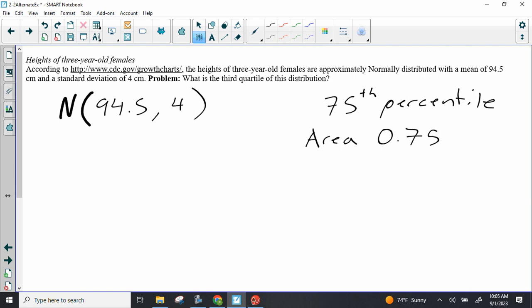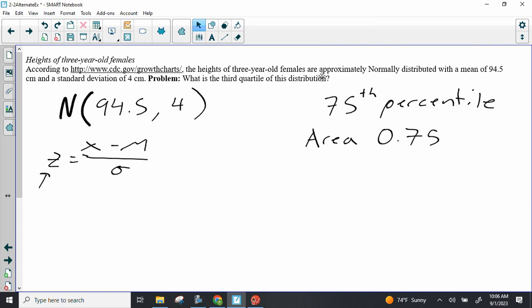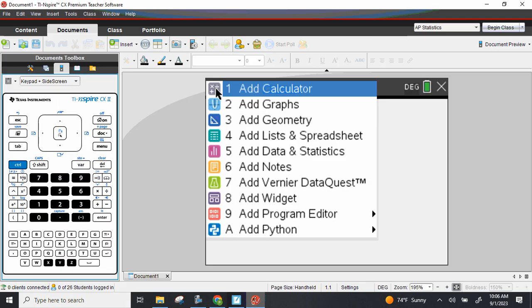If I was going to do this algebraically, I would set up my z equals x minus my mean divided by my standard deviation. The problem is that I have to do a little extra legwork to figure out what this z value is, and that's okay. It's actually quite easy to find. We'll just do our inverse normal. We'll have to do it twice. You could just do it once. Let's get our answer, and then we'll talk about how thorough or not thorough we could be.